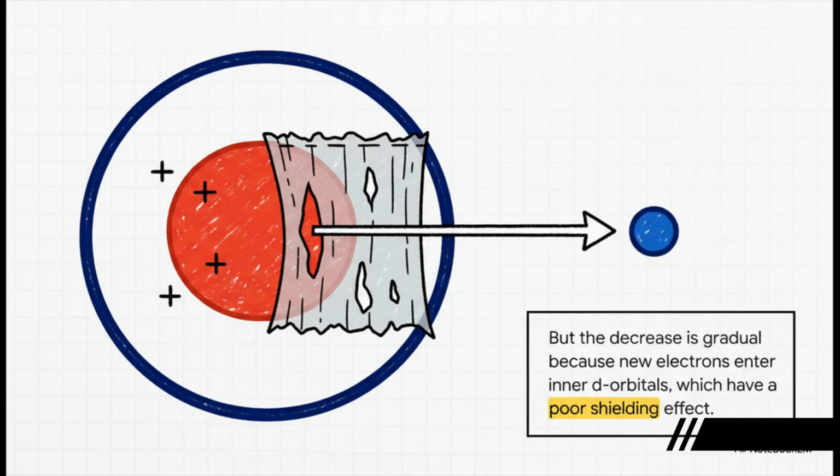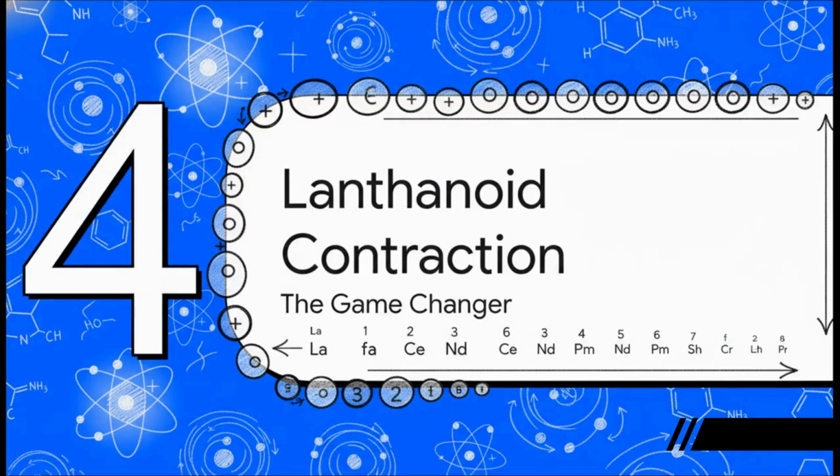And why is that? It's because the new electrons are going into the inner d orbitals. And here's the key. D electrons are terrible at shielding. Think of it like a really flimsy curtain that doesn't block the light. They don't do a good job of hiding the outer electrons from that stronger pull from the nucleus. This poor shielding effect is a term you absolutely need to know. And that brings us to our second attention reset. And honestly, this is the biggest, most important twist in this whole chapter. If you can wrap your head around this one concept, you are way ahead of the curve. It's called the lanthanoid contraction.